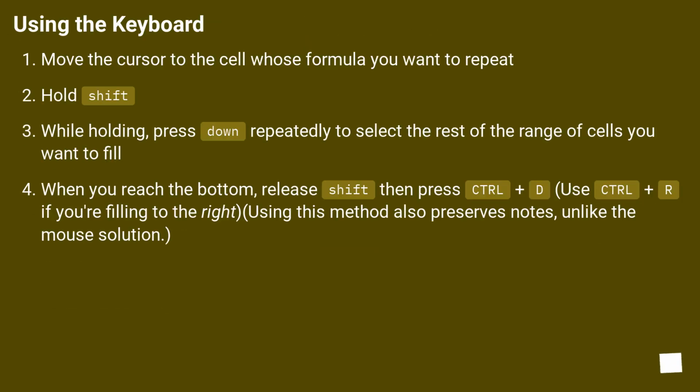Using the keyboard, move the cursor to the cell whose formula you want to repeat. Hold Shift. While holding, press down repeatedly to select the rest of the range of cells you want to fill. When you reach the bottom, release Shift then press Ctrl+D. Use Ctrl+R if you're filling to the right. Using this method also preserves notes, unlike the mouse solution.